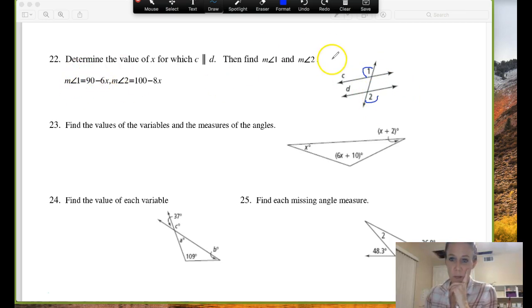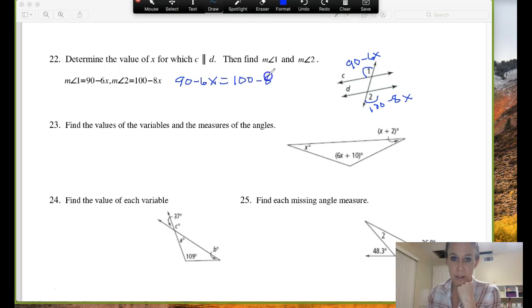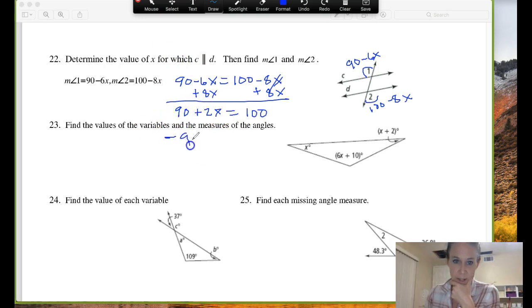We're told the measure of angle 1, this one, is 90 minus 6x. And then we're told the measure of angle 2 is 100 minus 8x. We need these to be congruent, so we're going to set them equal to each other. A little algebra here: 90 minus 6x has to equal 100 minus 8x. And now we're going to solve for x. Get your x's together. I'm going to go ahead and add 8x to this side so that I have positive x's. So I'm going to add 8x here. And I'm going to have 90, and then that'll give me plus 2x equals 100. My x's always do that, I don't know why. All right, now to get x by itself, peel that off. So subtract 90 from both sides.